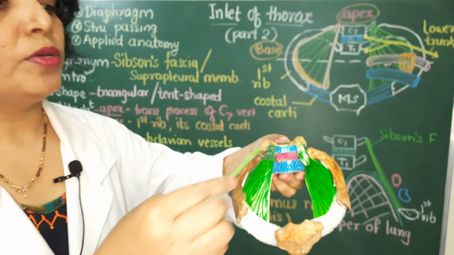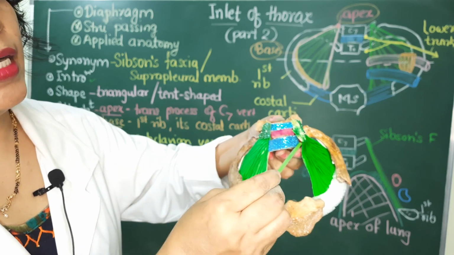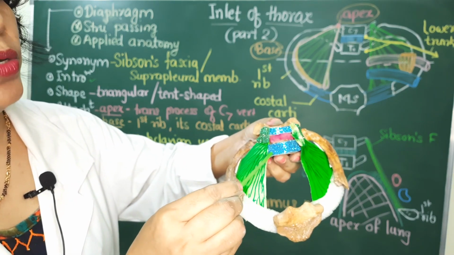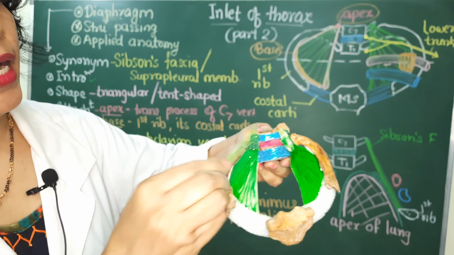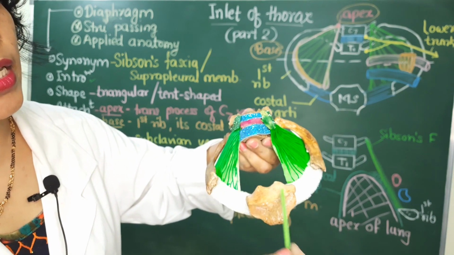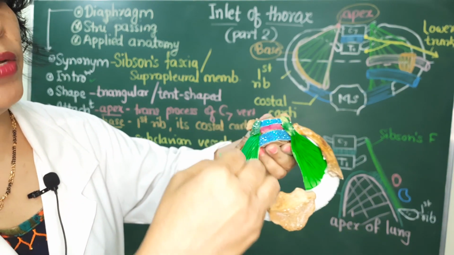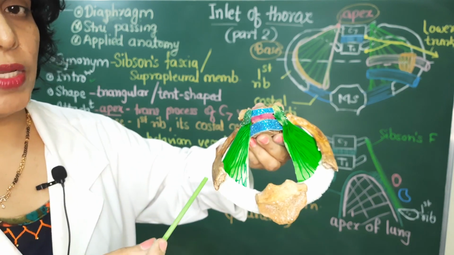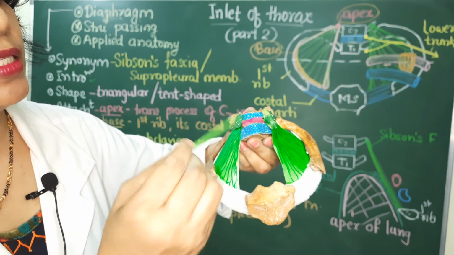So here you get, this is C7 vertebra, okay, which I have made it blue color. T1 vertebra also I have used blue color, shining color. In between there is a disc, intervertebral disc, and you know this is the first rib with its costal cartilage, manubrium sterni. So this is actually the inlet of thorax. In the previous video you have seen the inlet of thorax. Now this green color is the Simpson's fascia.